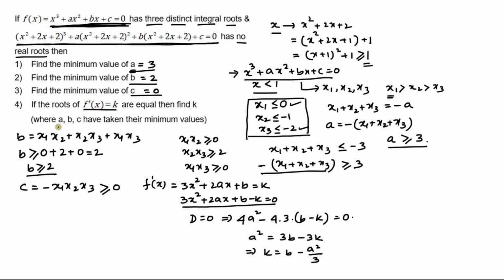Now they have said that a, b, c have taken their minimum values. So if we put the values, we are going to have the value of k as b is 2, a is 3, so it's 9 by 3, that gives you 3. So the answer is minus 1. Therefore, the required value of k is minus 1 for the fourth one. Is it clear? Have you understood the problem?